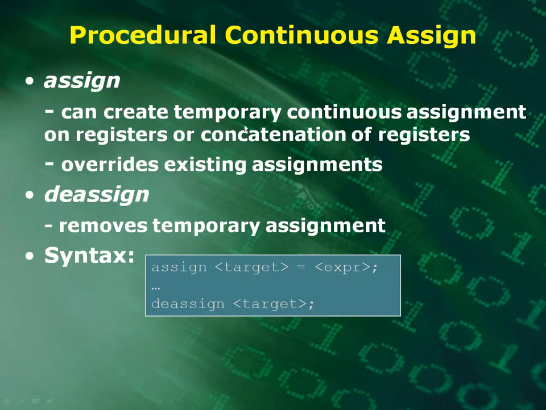So the assign can create a temporary continuous assignment on registers or concatenation of registers, and it overrides the existing assignments, and then the deassign removes the temporary assignments. Here's our syntax. Assign a target equals some expression. And then when we're done, deassign target. Okay, so this is something you should only do temporarily. It's just for simulation purposes.